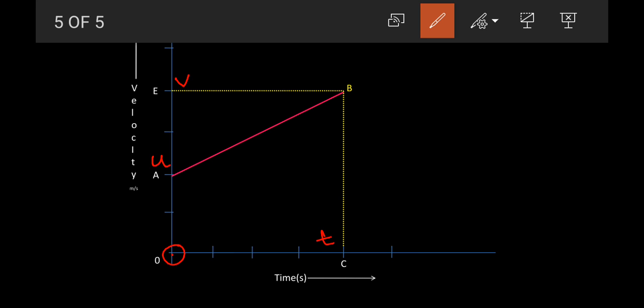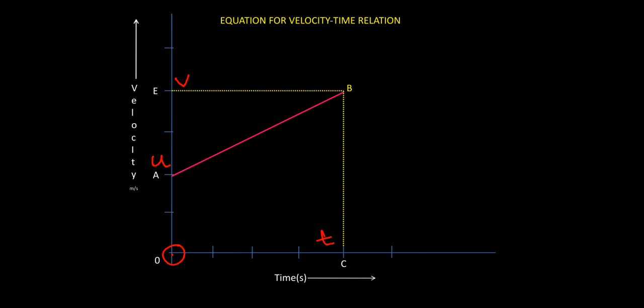So body is moving from A to B such that it is changing its velocity from U to V in time T. Now one more thing you have to do here. You have to draw one more line over here. I'm marking this point as D. Now I will write acceleration. What is acceleration? Change in velocity divided by time. So this we will write in terms of this graph.